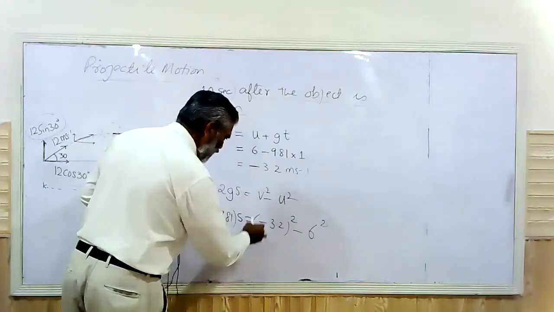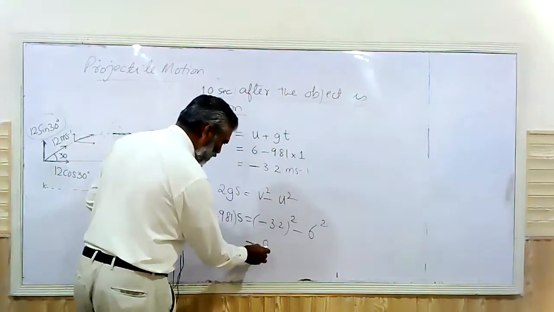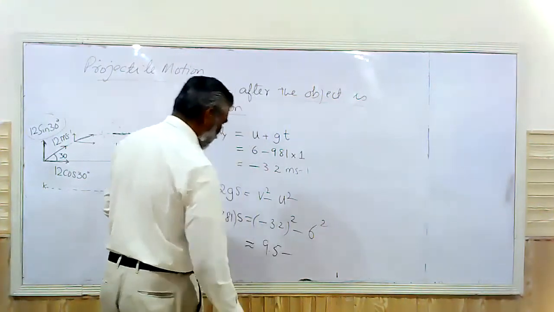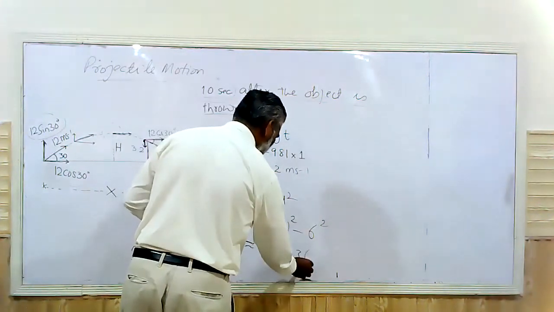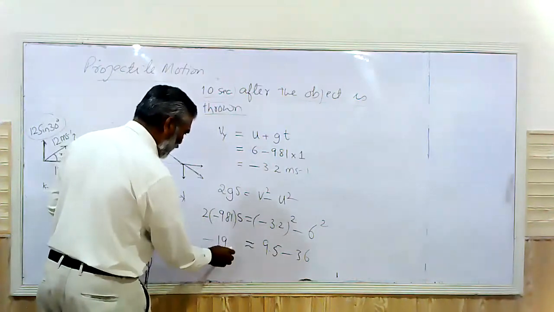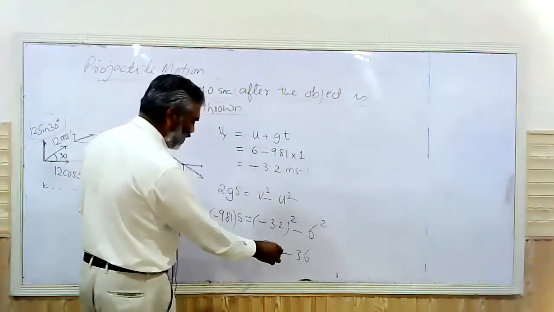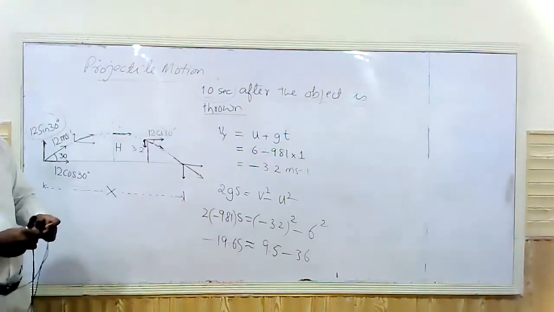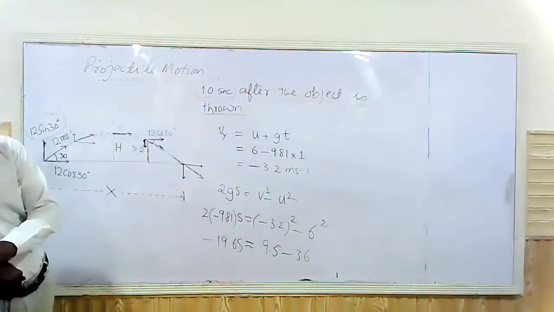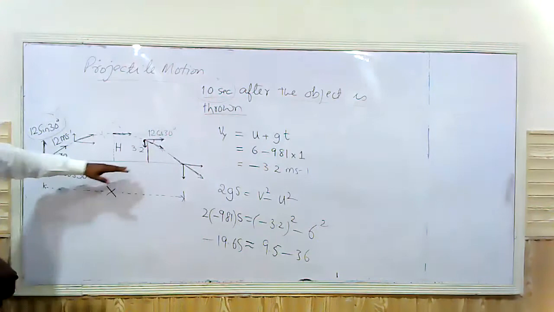This of course will be a positive number, approximately 9.5 minus 36, and this side is also minus 19.6 S. So when I take this difference, I have a negative number on this side, I have a negative number on this side, the minus sign will get cancelled, and I have a value for S. That will be the displacement of the object from this point. I mean the height at that point.